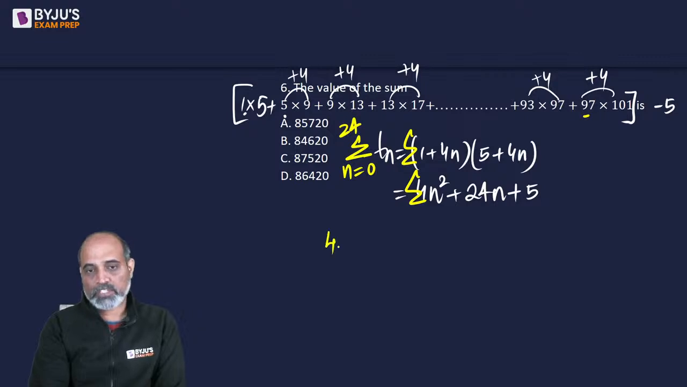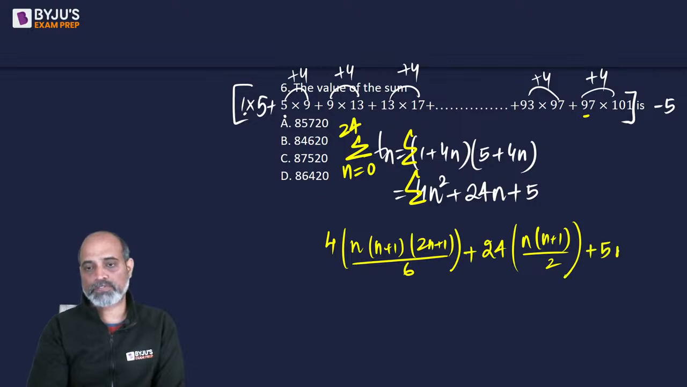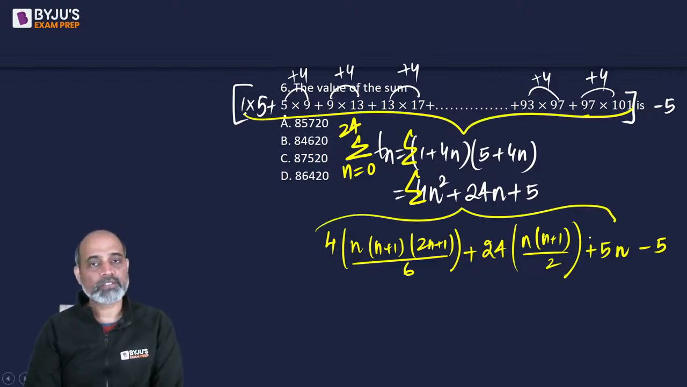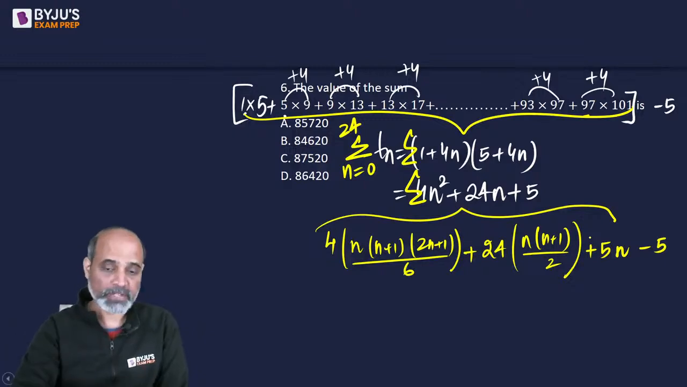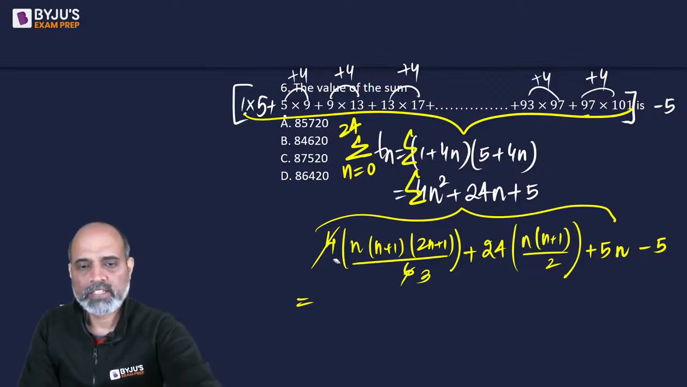अब इसका लेते हैं. This is 4 times summation of n square, which is n into n plus 1 into 2n plus 1 whole divided by 6. Summation of n is n into n plus 1 whole divided by 2, and summation of 5 is 5n. And let's not forget the minus 5 part. So this entire summation is over here, and that 5 has to be subtracted. इसको रहने देते हैं ऐसे.